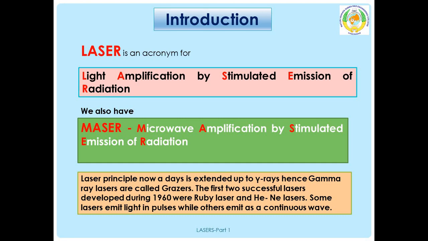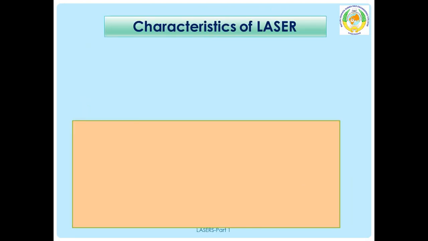Similarly, we also have maser, microwave amplification by stimulated emission of radiation. Nowadays, the laser principle is extended up to gamma rays, hence gamma ray lasers are called grazers. The first two successful lasers developed during 1960 were the ruby laser and the helium neon laser. Some lasers emit light in pulses while others emit as a continuous wave.